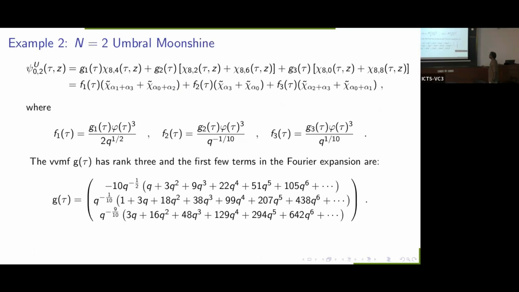Okay. So let's look at n equal to 2 umbral moonshine. You get this f1, f2, f3. This phi is just the product of 1 minus q power n from n equal to 1 to infinity. The vector valued modular form G has rank 3, and the first few terms are something like this.